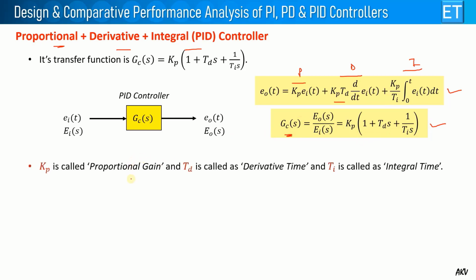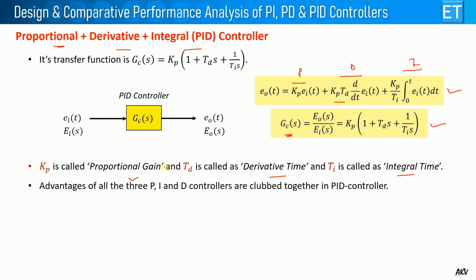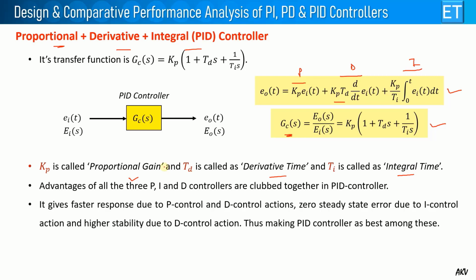So here again Kp is your proportional gain, Td is the derivative time, and Ti is the integral time. We have already used these three terminologies in the previous slides. Now the advantages of all three, I mean the P, I and D controllers, are clubbed together in the PID controller. So it gives faster response due to the P and D. Both P and D make the system response faster, and we get zero steady state error because of the I controller, and also because of the D controller we have a high value of zeta, so that improves the transient. That means that it reduces the oscillations and we get higher stability.